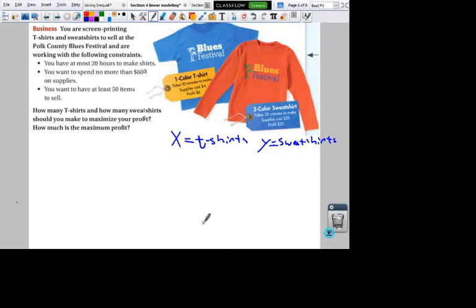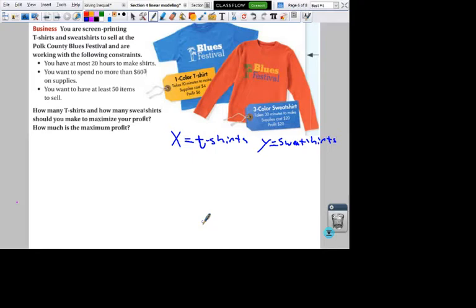No, it says X equals T-shirts. I don't like Y equals sweatshirts. Let's see which one's... Okay, I'm doing this class. Oh my god, I'm so tired. Okay.